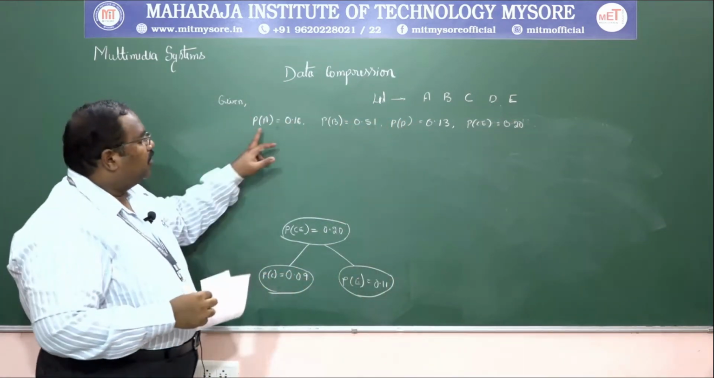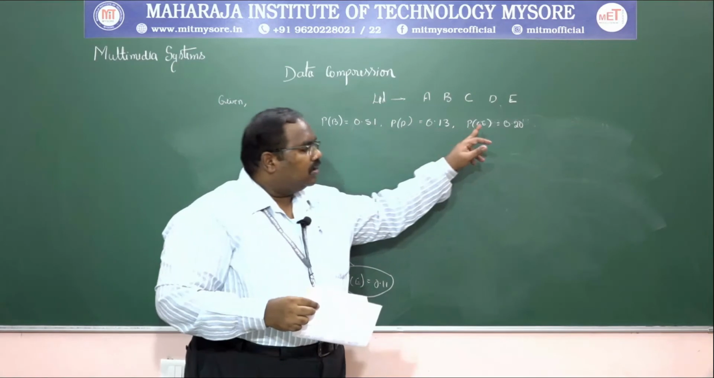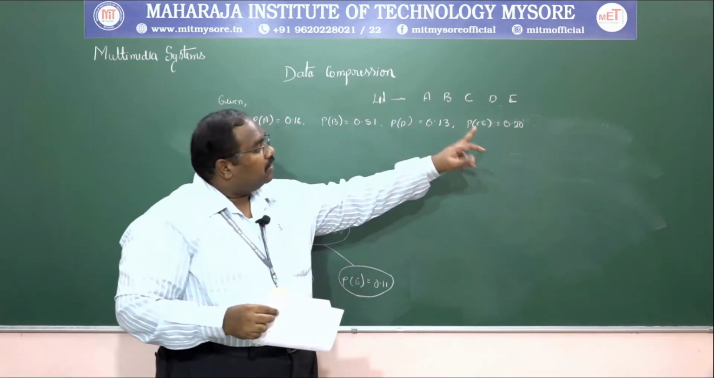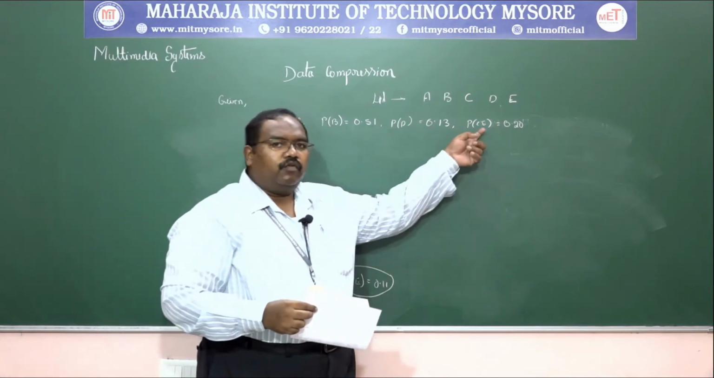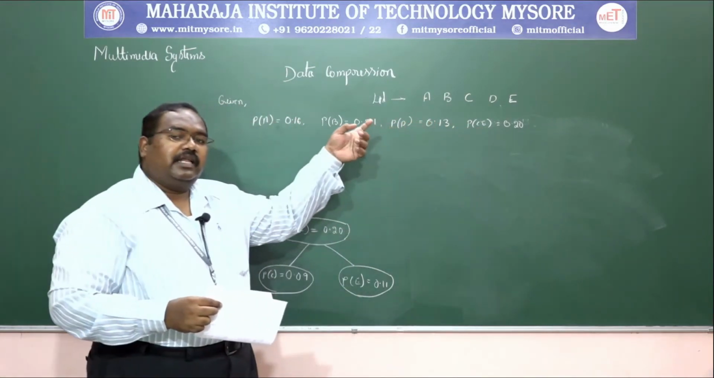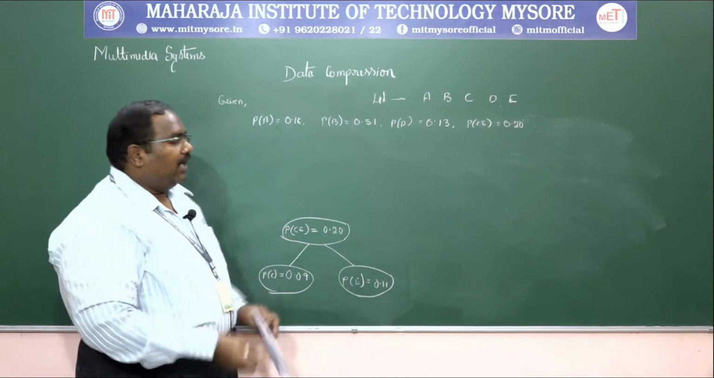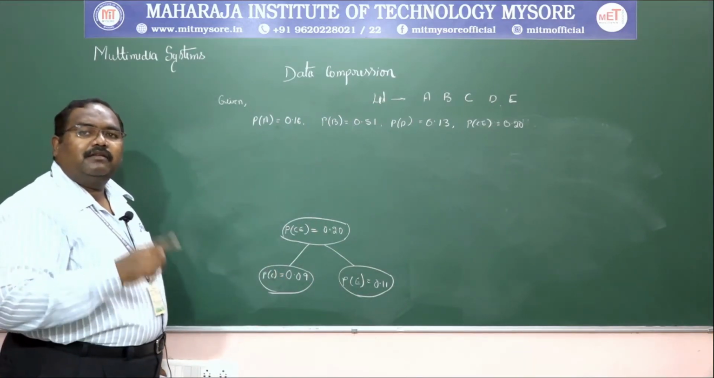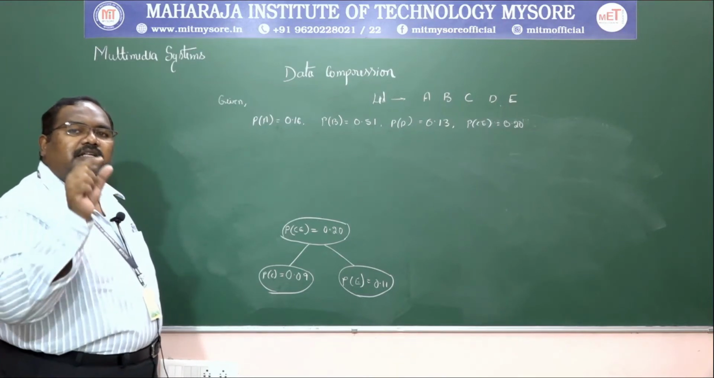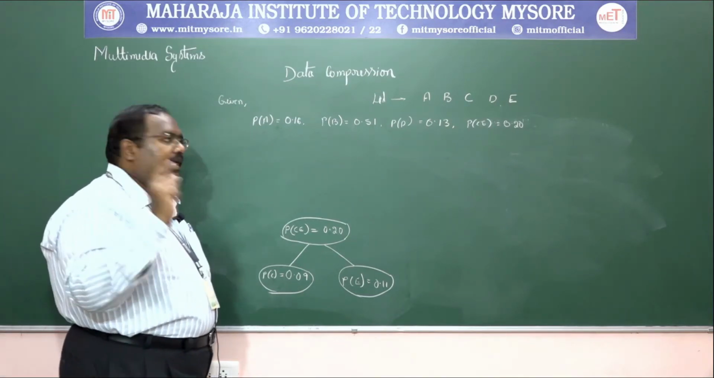See, earlier we had 1, 2, 3, 4, 5 elements. 1, 2, 3, 4. What do we have now? 1, 2, 3 and 4. It means the size of the list is reduced. Now again we need to repeat the step. So what do we do here again? Step 1. Find the smallest two probable elements.